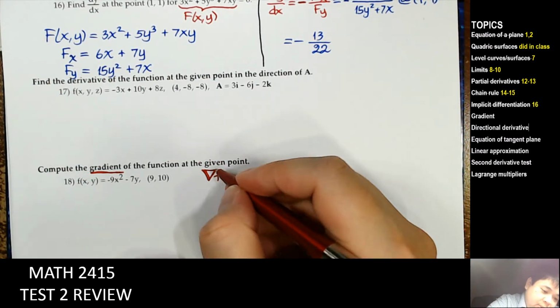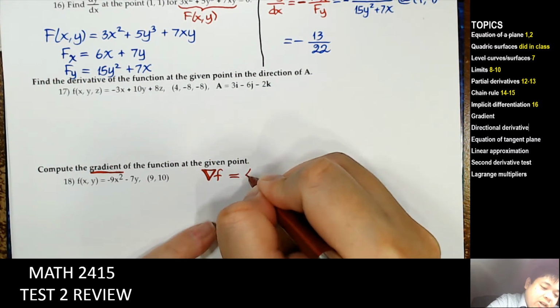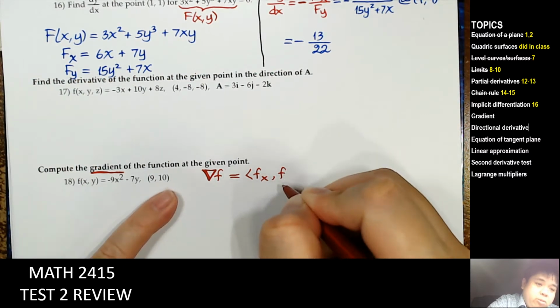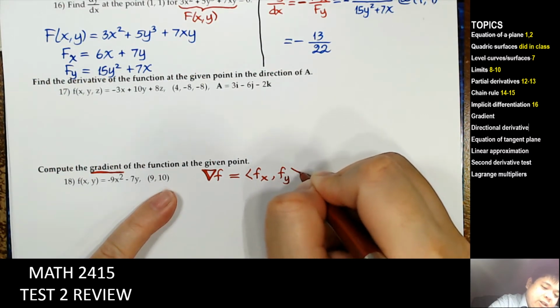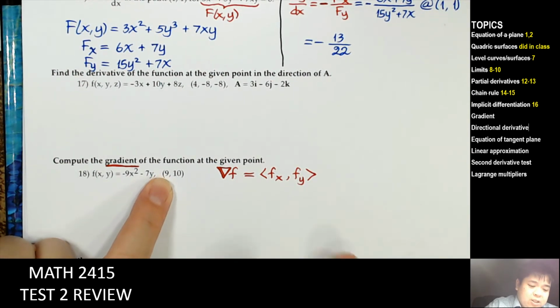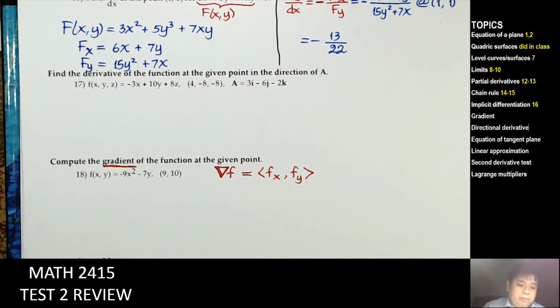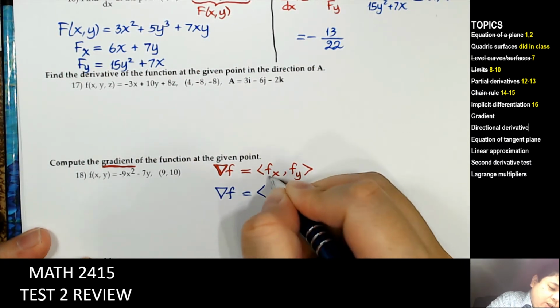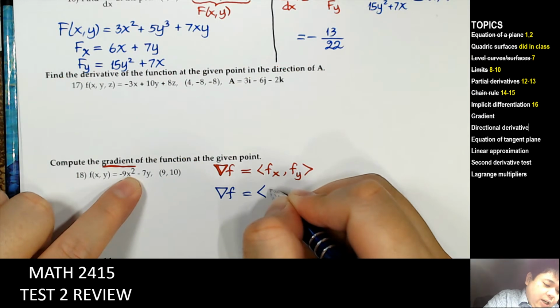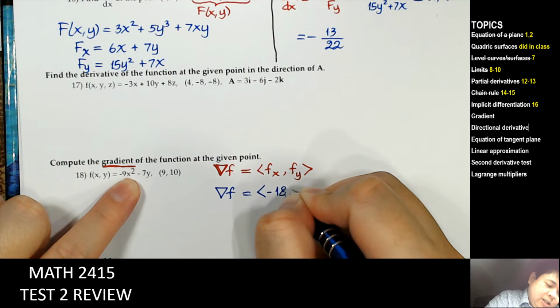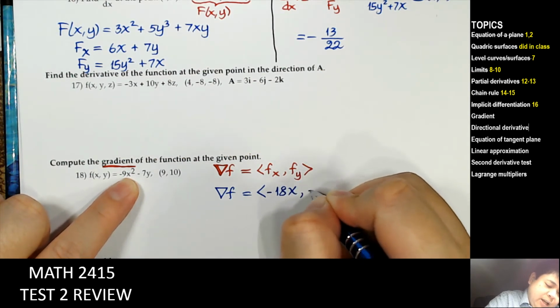In general, it's just the vector of partial derivatives. Here we have 2 variables, so 2 partial derivatives. So that is easy. And after that, we evaluate at the point. So first, the partial derivatives. So del f is equal to the derivative with respect to x, negative 18x, and negative 7.